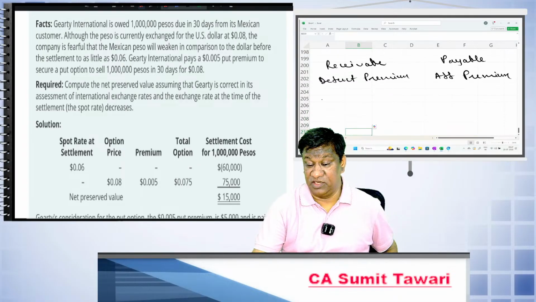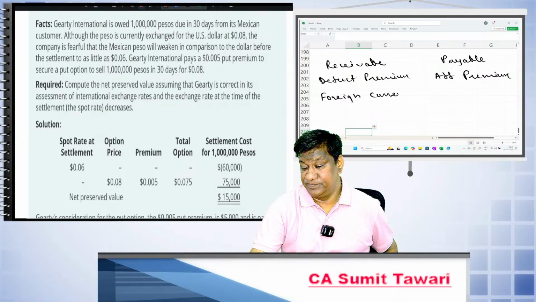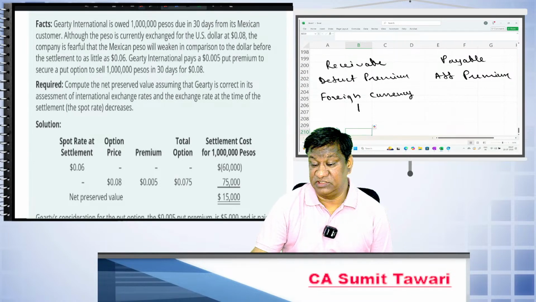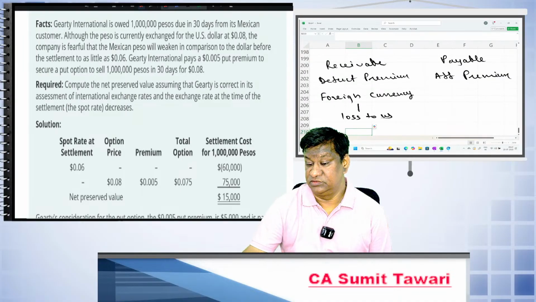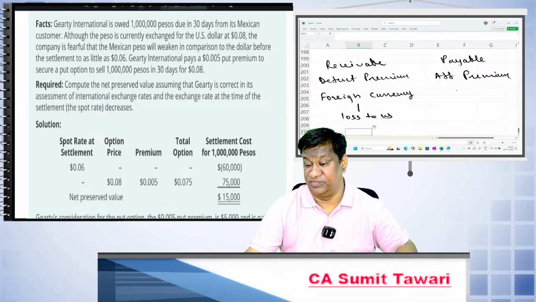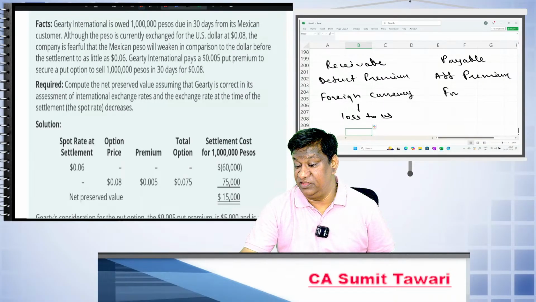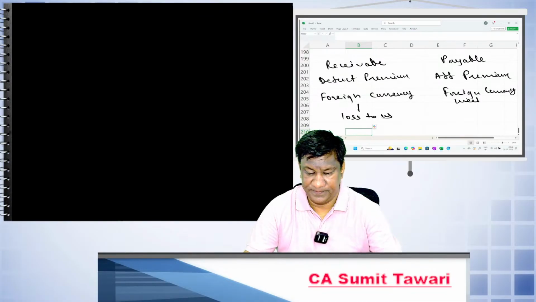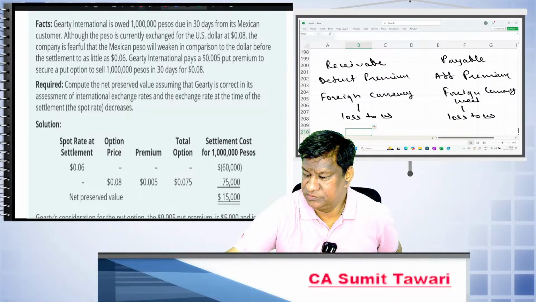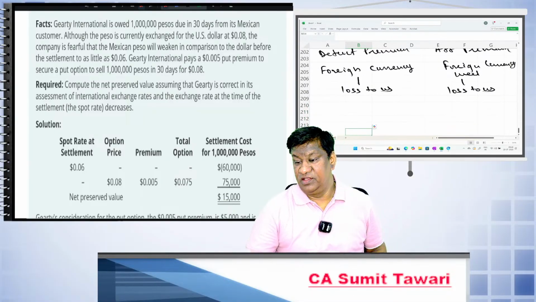And the second point: if the foreign currency strengthens, in that situation it is basically a loss to us, because my local currency gets reduced, and that's why I receive a lesser amount. And if the foreign currency weakens, then it is basically a loss to us.